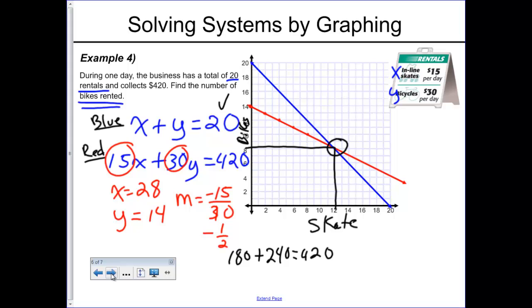Therefore, the number of bikes rented, which is what they're asking for, is 8 because our coordinate is 12, 8, and y is our bikes. Therefore, we rented 8 bikes.